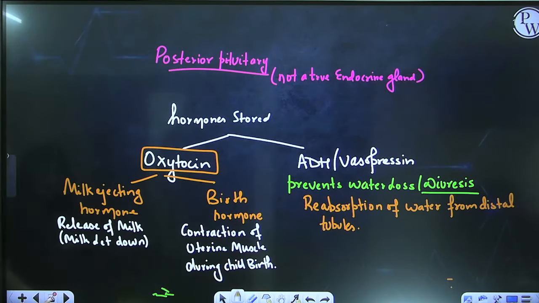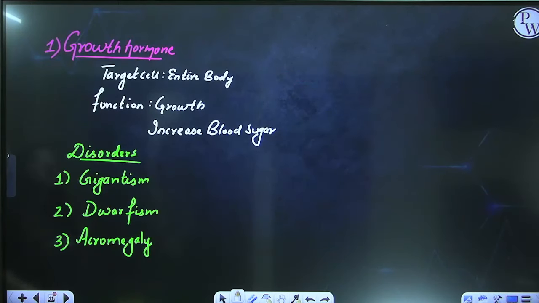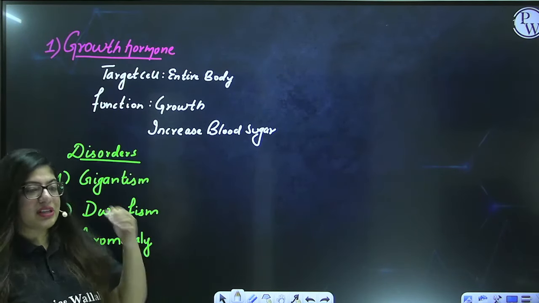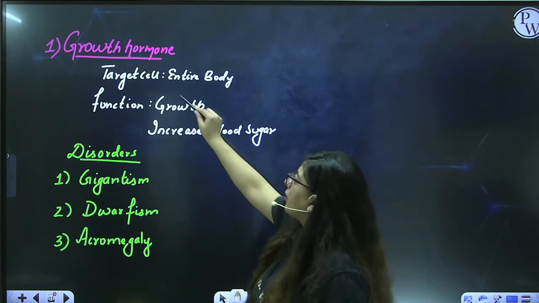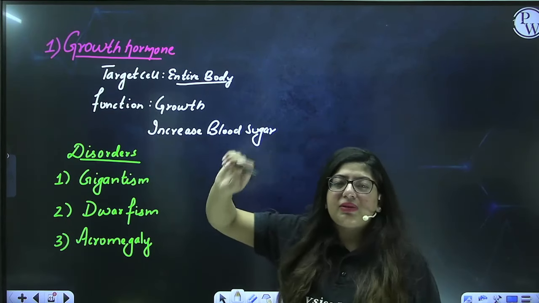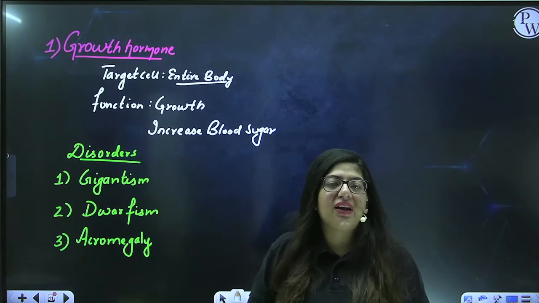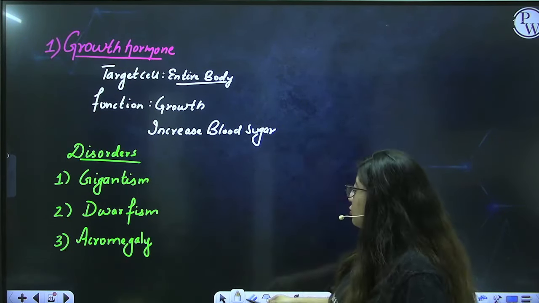All right. Moving further to the hormones of anterior pituitary. We'll start with the growth hormone first. So growth hormone is a hormone which has a target cell, that is your entire body. That means it can bind to every cell of your body. Fine. So what is its function, guys?